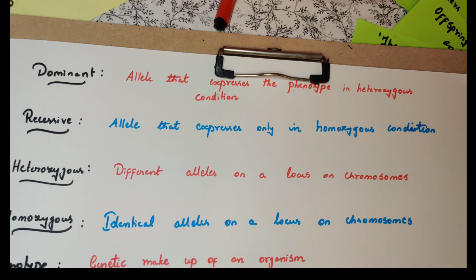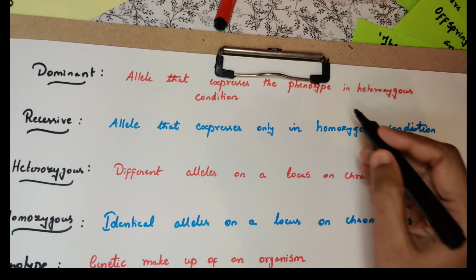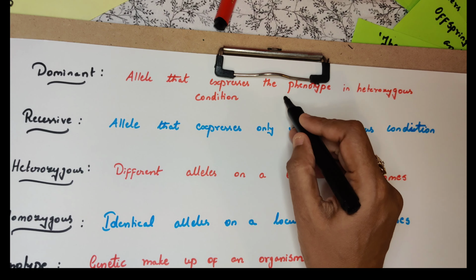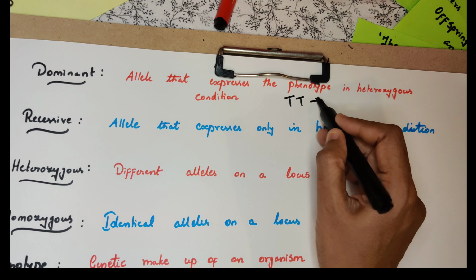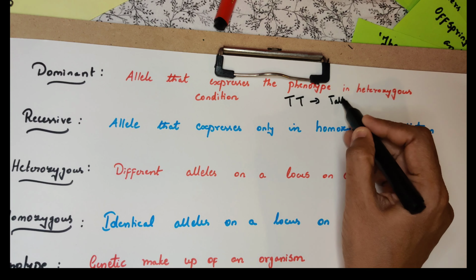Now these are another set of important terms that you need to understand before going into the lesson. That is dominant. What do you mean by dominant trait? Allele that expresses the phenotype in heterozygous condition. For example, you are giving capital T and capital T for tallness, and small t and small t for dwarf. You might understand this better after we work out the monohybrid cross.